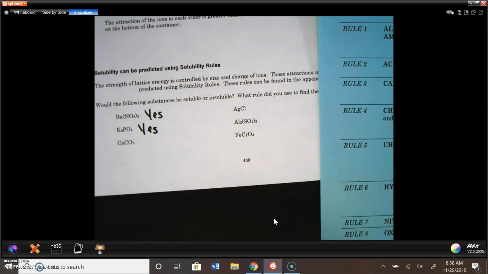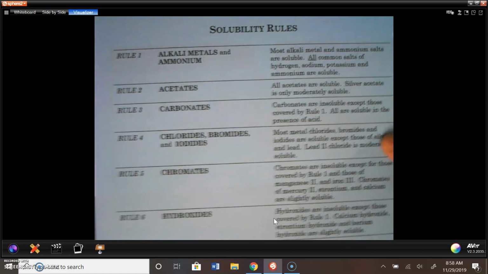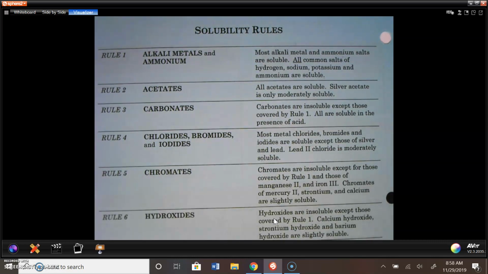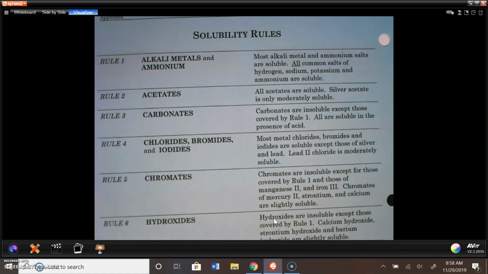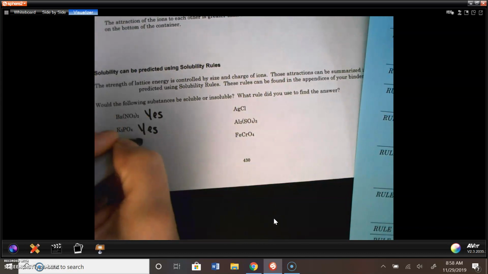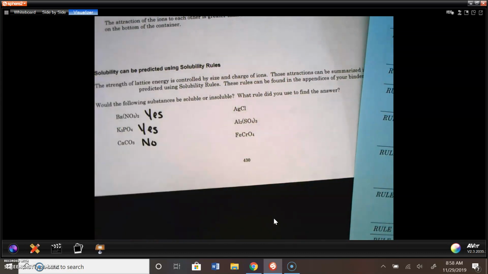If I go to calcium carbonate, okay, carbonates are insoluble except those covered by Rule 1. All are soluble in the presence of acid. So we're not dealing with acid, we're just dealing with water. So calcium carbonate is insoluble because calcium is not Rule 1. It's not an alkali metal, it's an alkaline earth metal. So in this case, calcium carbonate would be insoluble. So no, it's not going to dissolve when I put it in water.